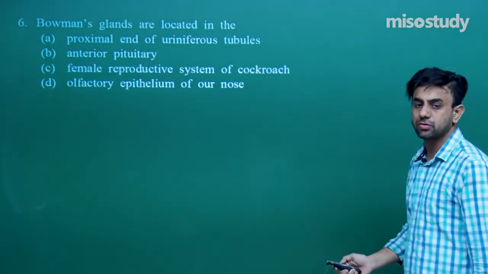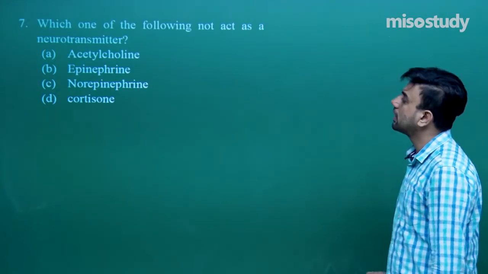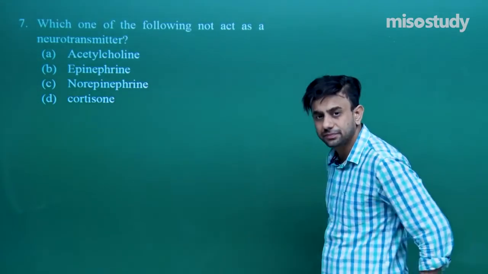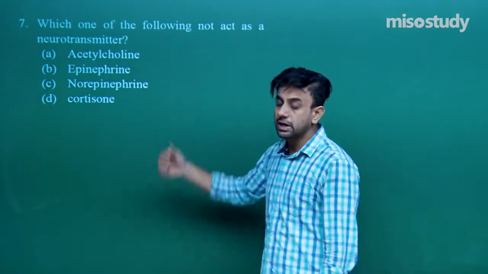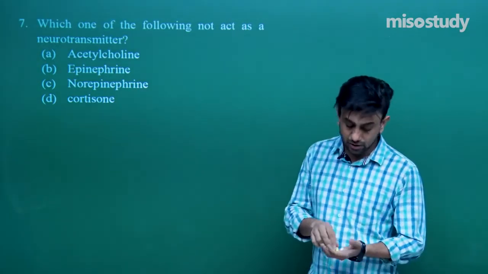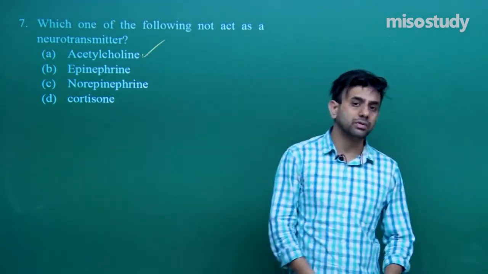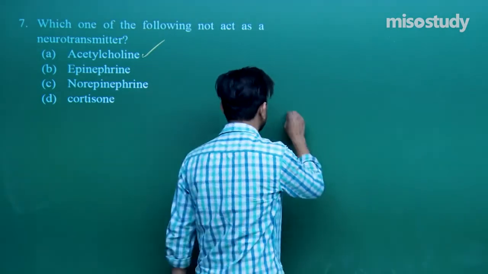Let us talk about the next question. Which one of the following does not act as a neurotransmitter? Acetylcholine, we all know, is a neurotransmitter, right? It is a neurotransmitter which is secreted by the nerve endings.